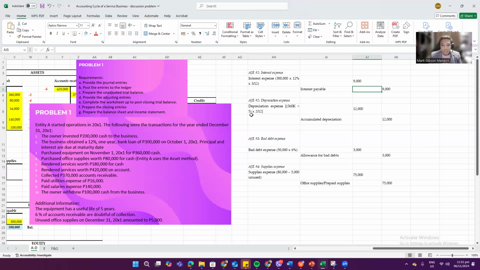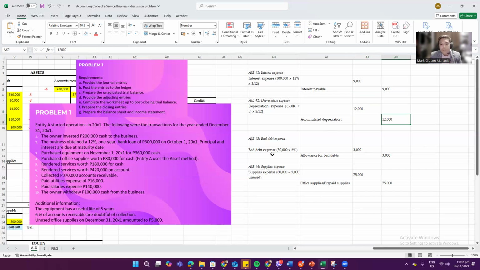divided by 12, multiplied by 2/12. Class, don't forget to do this, because what we are computing for year 20x1 is the depreciation for 2 months. Okay? So that's 12,000 debit to depreciation expense and credit to accumulated depreciation.